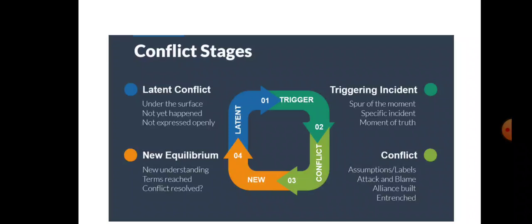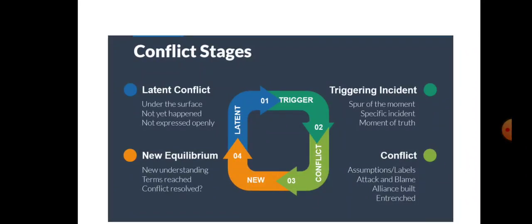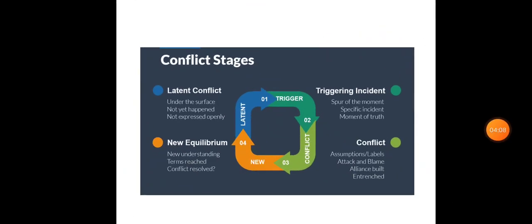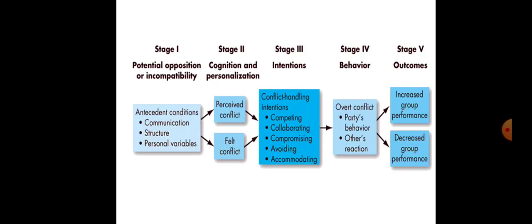Usually this may arise because of a trigger, what you observe, what you get, and that leads to conflict, and that may sometimes bring an equilibrium when the conflict is resolved. Otherwise it may lead to the next stage.